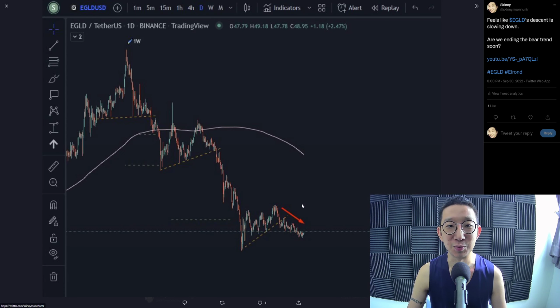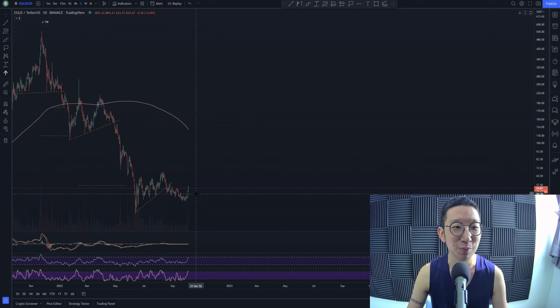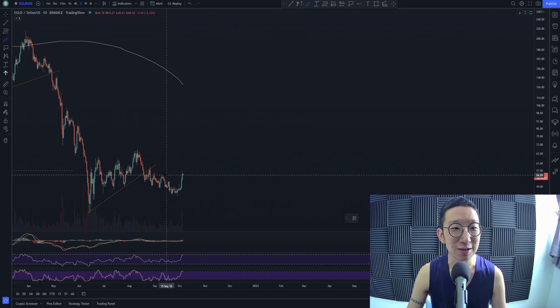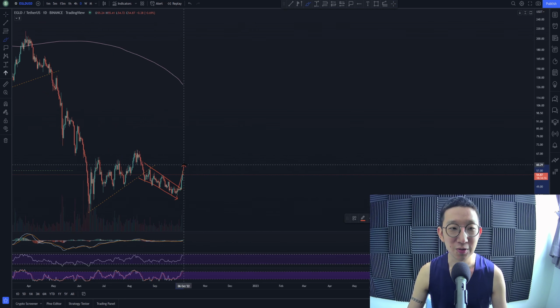Yeah, it feels like our descent. We were already aware last week, right? We were saying that the descent is actually slowing down. So we were kind of like, does this mean that we're going to see some sort of a spike? And eventually the spike came. Ta-da! Right, so when you see something like a falling channel, falling channels usually break up. And so we did break up for Elron against USDT.